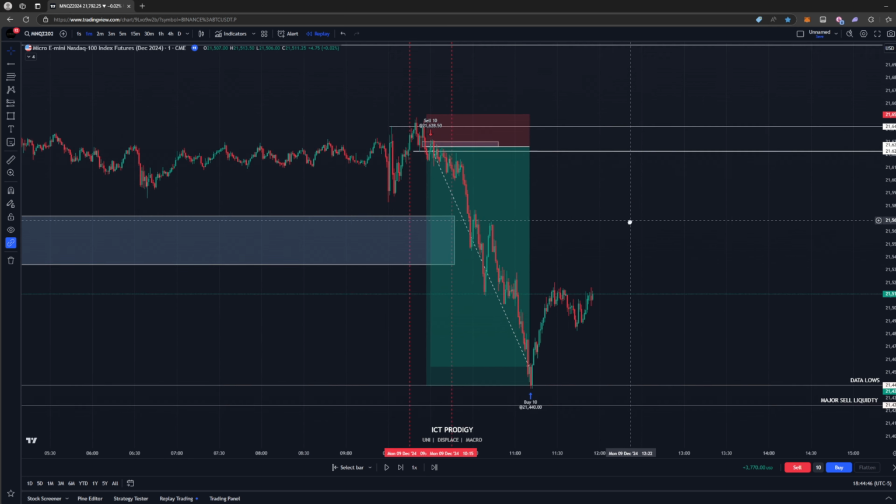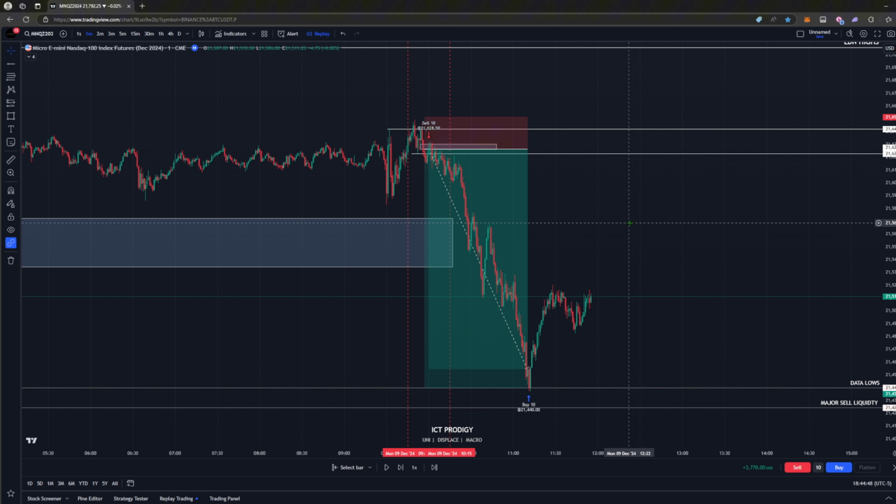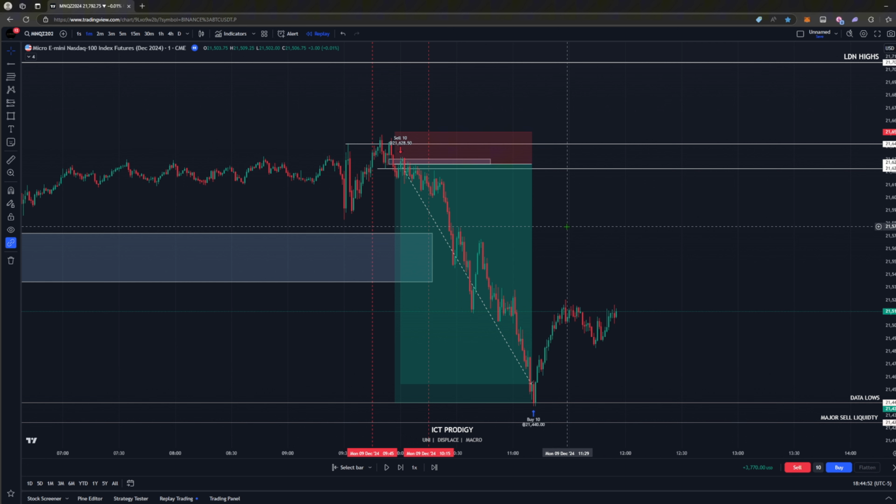People overcomplicate it online, try to make it sound all fancy. It's not. It's really simple. You just got to know what you're looking for. It's the same pattern. Essentially it's pattern trading. I know people don't like to say it's pattern trading, but it is.